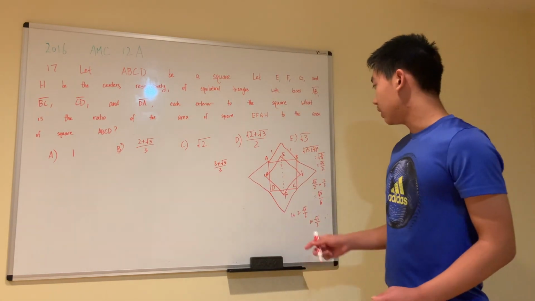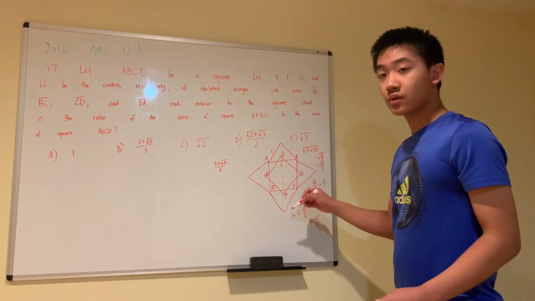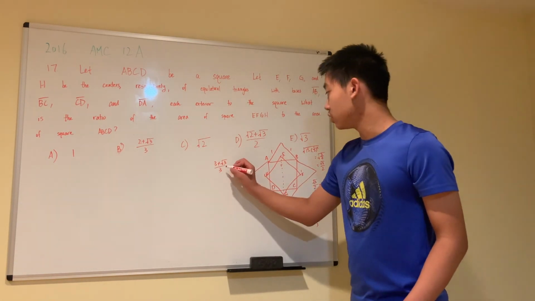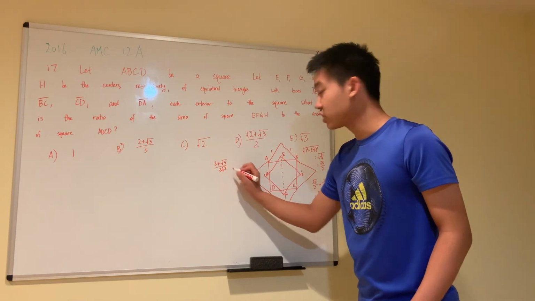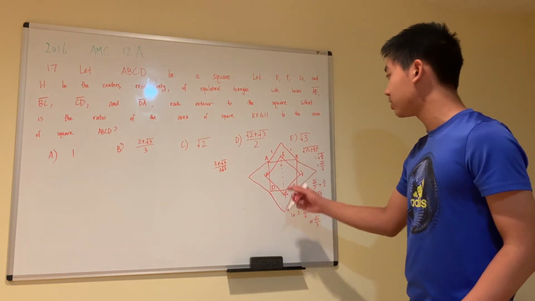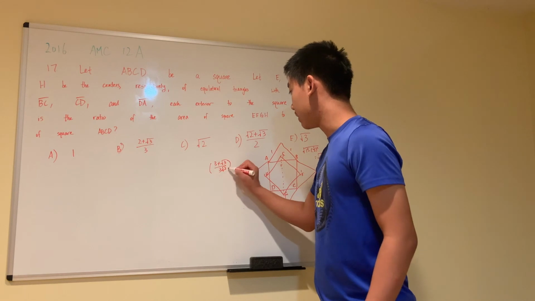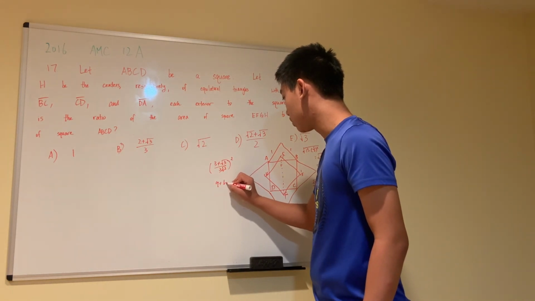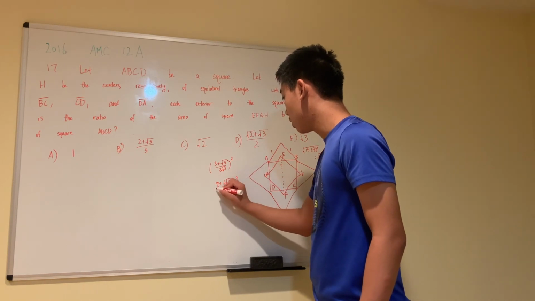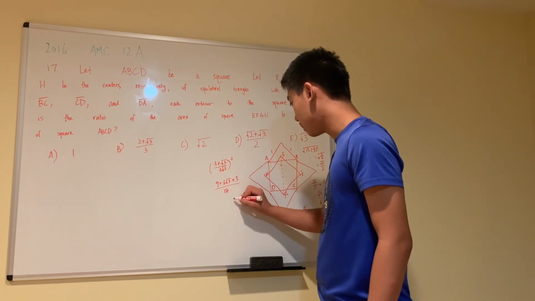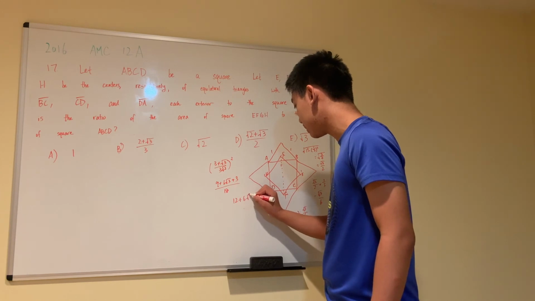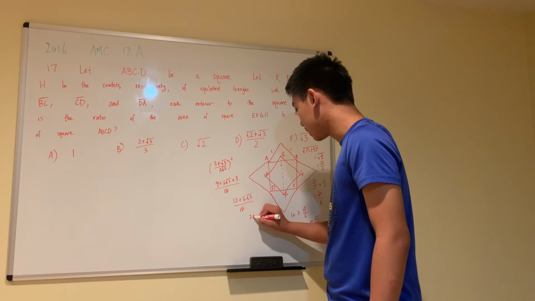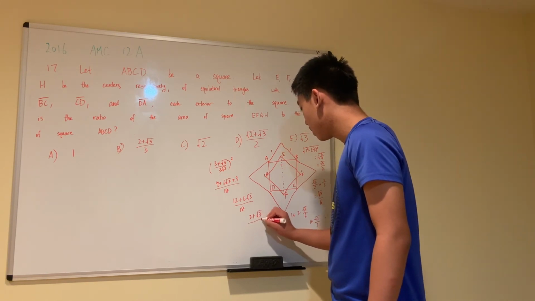And since the ratio between the diagonal of a square to a side length is square root of 2, if we divide this by the square root of 2, we're going to get this value, which is going to be the side length of square EFGH. And if we square that, we're going to get the area. And if we simplify this, we're going to get (9 plus 6√3 plus 3)/18, which is going to be (12 plus 6√3)/18, which simplifies to (2 plus √3)/3.